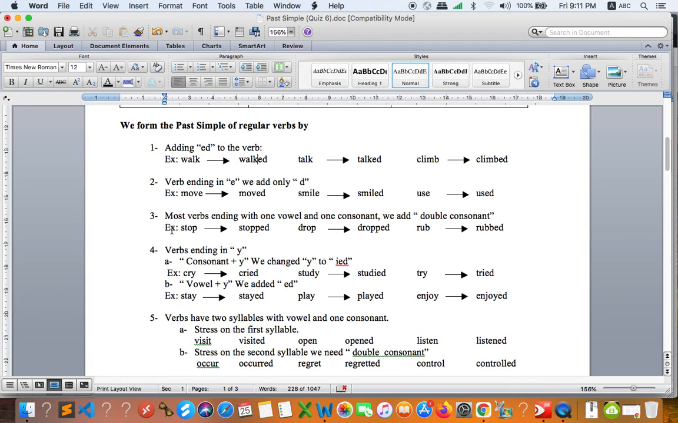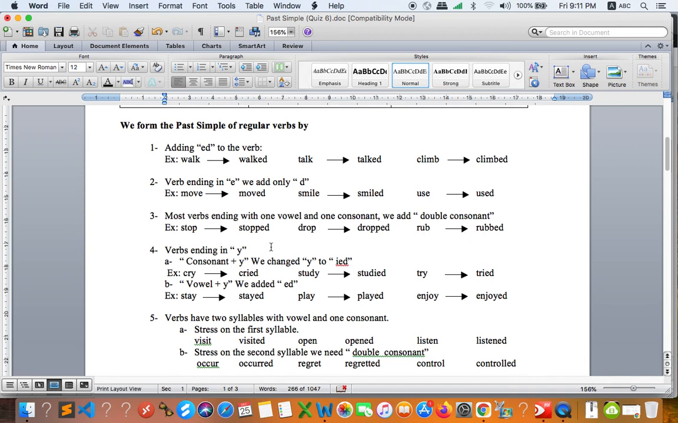Okay. Number 3, most verbs ending with one vowel and consonant, we add a double consonant. So let's say CVC, T-O-P, consonant, vowel, consonant. So according to this rule, you have to double the final consonant. So P is the final consonant, or the last consonant, so you have to double it before you add ed, as you can see right here. So we have stopped, double P, drop, dropped, so double P, rub, rubbed. See that? So we have double B. So because it is CVC, consonant, vowel, consonant.